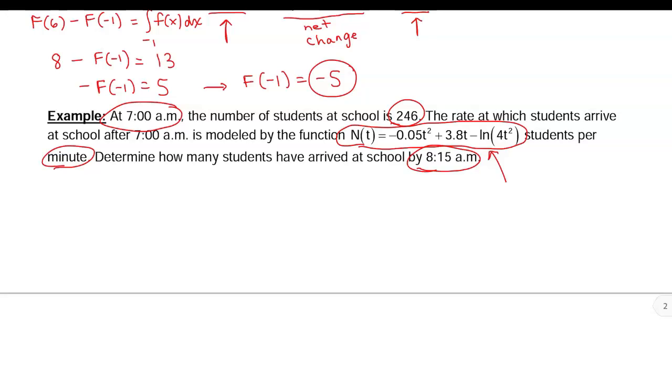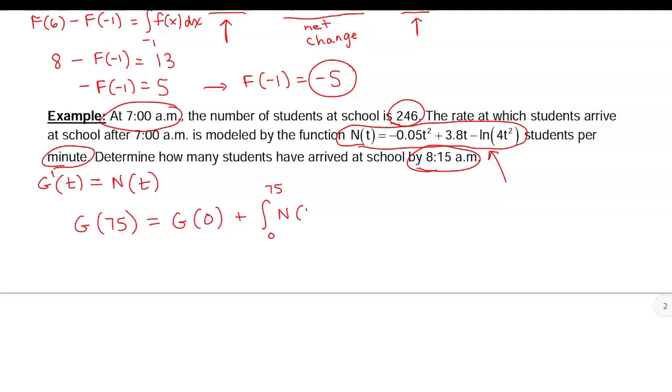So what I'm going to do is define a function g, and the derivative of g will be n. Okay, n already is capitalized, so that's why I'm trying to point out that n is a rate function already. We don't need to take the derivative of it. It is the rate function. So I'll just use a different letter and say g. G of 75, because it'll be 75 minutes later, is our ending amount, and g of 0 is our starting amount, plus the integral from 0 to 75 of n of t dt.